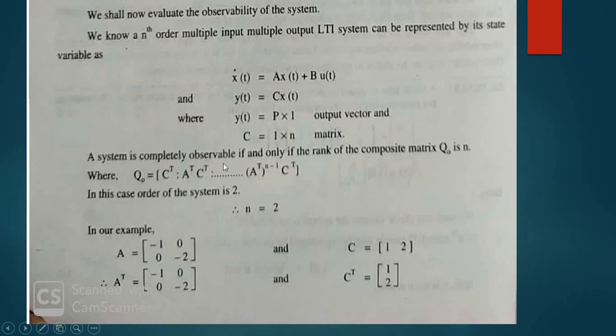1 2. Alright, a system is completely observable if and only if the rank of the composite matrix Q0 is n. Q0 is the observability matrix. If it is n, then only it is observable, otherwise it is not. To find out observability, we have this formula: C transpose, A transpose into C transpose. In this case the order of the system is 2 because n equals 2. We know A and C, so we take the A transpose, where the rows become columns and the columns become rows. This is how we find the transpose.